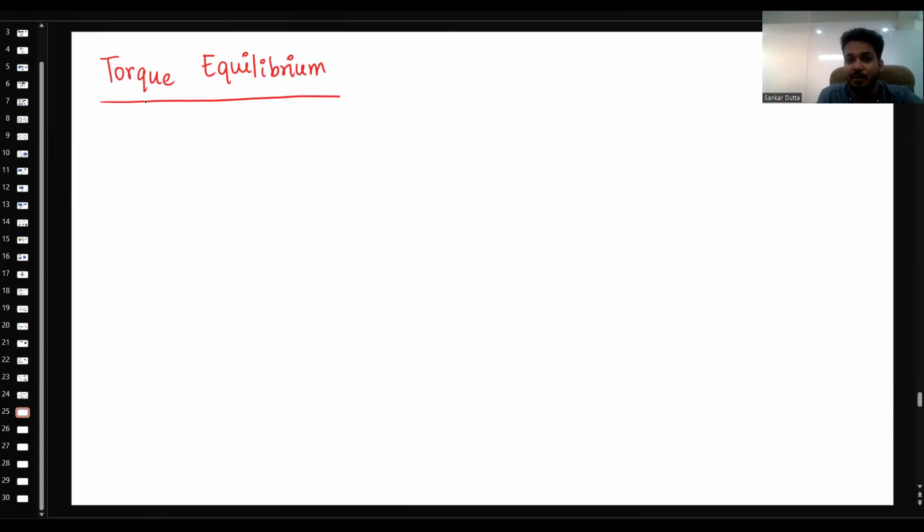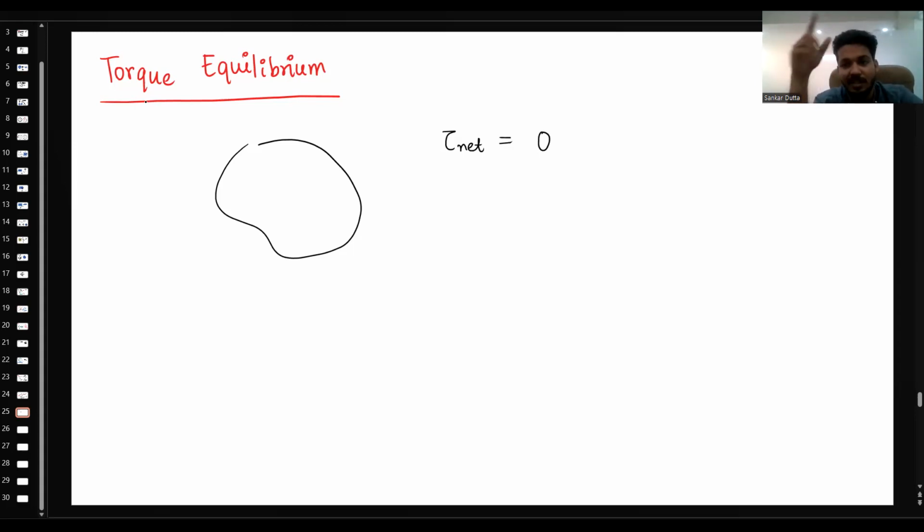Now, what exactly does torque equilibrium mean? Well, a body in torque equilibrium would mean that the net torque on the body is equal to zero. So this would mean that the body will not have any angular acceleration. If it is at rest, it will remain at rest. If it is rotating with a constant angular velocity, it will continue to remain in that angular rotation.